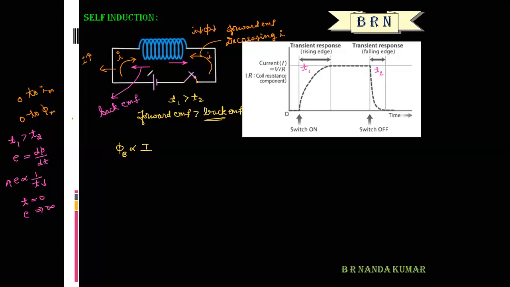If the current flowing through the coil gradually increases, the magnetic flux linked with the coil also gradually increases. If the current gradually decreases, the magnetic flux also gradually decreases. So this point is very, very important. The magnetic flux linked with the coil is directly proportional to the current flowing through the coil. Removing the proportionality, we get the proportionality constant, that is L.